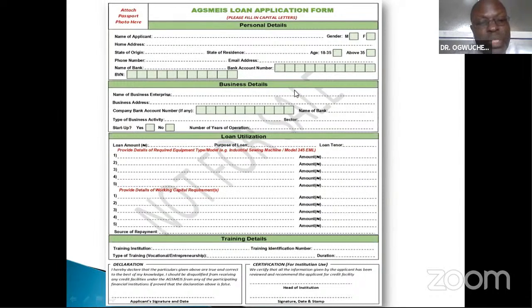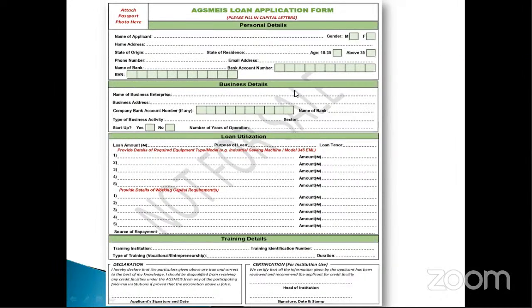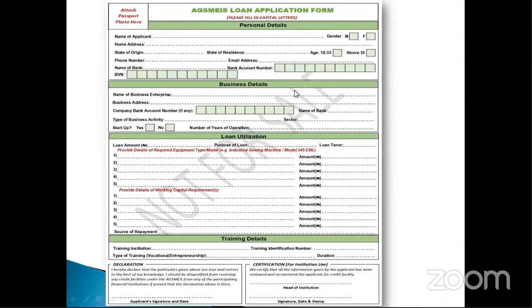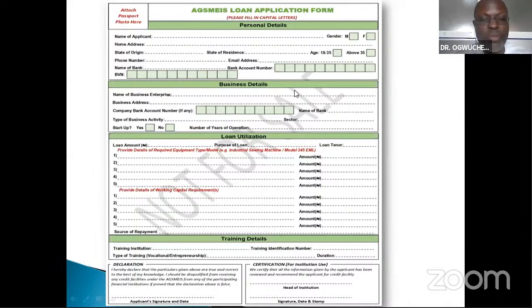Company bank, then business address. If it's an existing business, it's expected that you have an address. Where you don't have an address, you can give us your home address. That will also suffice under the circumstance. Company bank account number: here you leave this one open. When you are invited by the bank for interview, they will give you a loan application form, and the bank will open an account number for you. After that you'll be given an account number, and then you'll be able to indicate the number at that point in time.